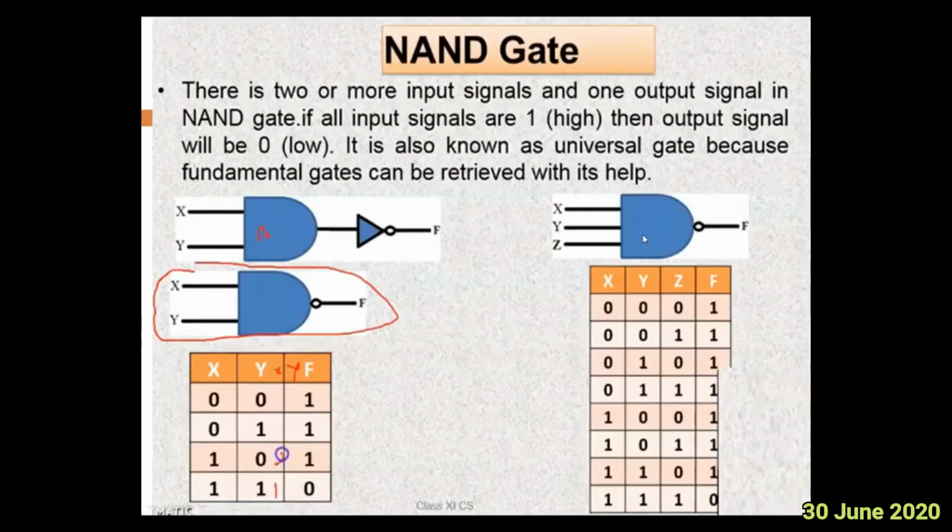Now in the same way, let us see the NAND gate. What is the NAND gate? There are 2 or more input signals and 1 output signal in a NAND gate. If all the input signals are 1, then the output signal will be 0. It is also known as a universal gate. How it is a universal gate I will discuss next. But now the name itself suggests NAND, AND and then make the NOT.